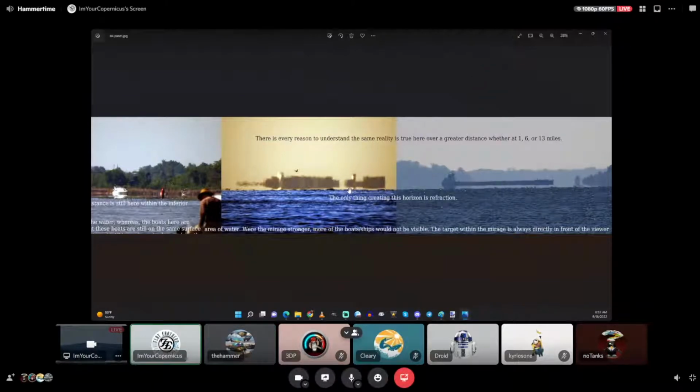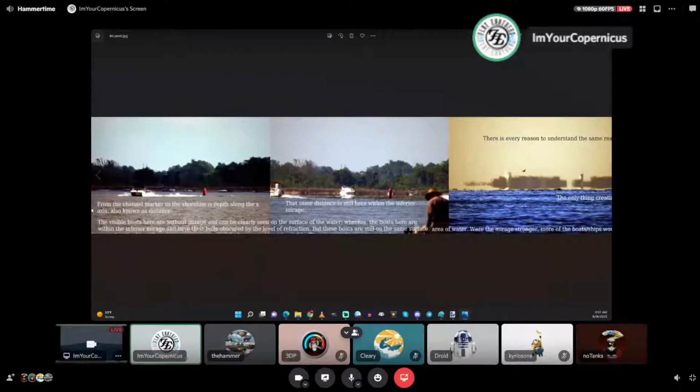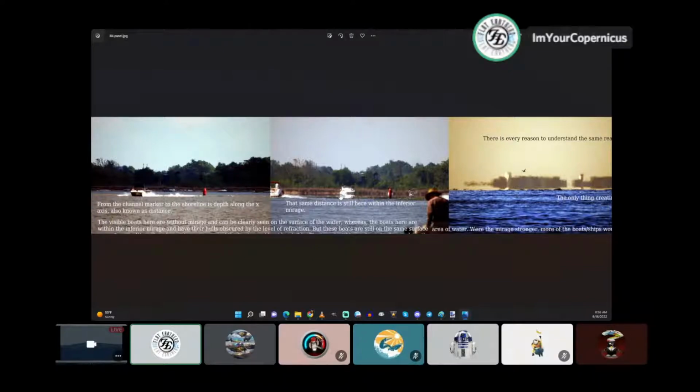So we can't see the hull. Here's this boat, we can see the hull. And we can see the hull of this boat. Now, in this one, we can see a bit of the hull, but we can't see where the hull is meeting the water. We cannot see the boat on the water like it is here. This boat can't see the water, but guess what? It's on the water. You just can't see it the same way here because of the inferior mirage.